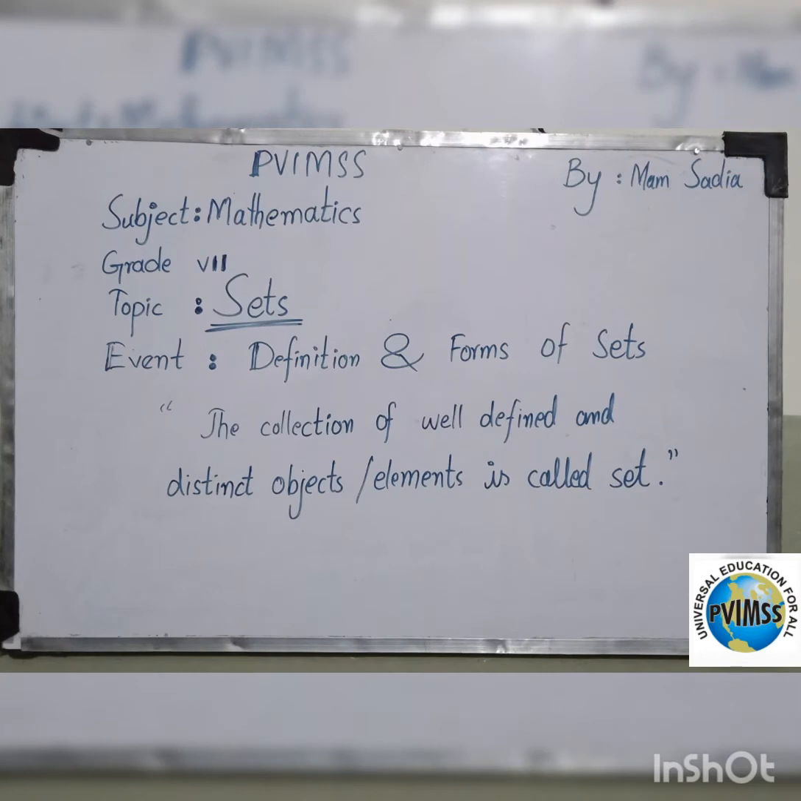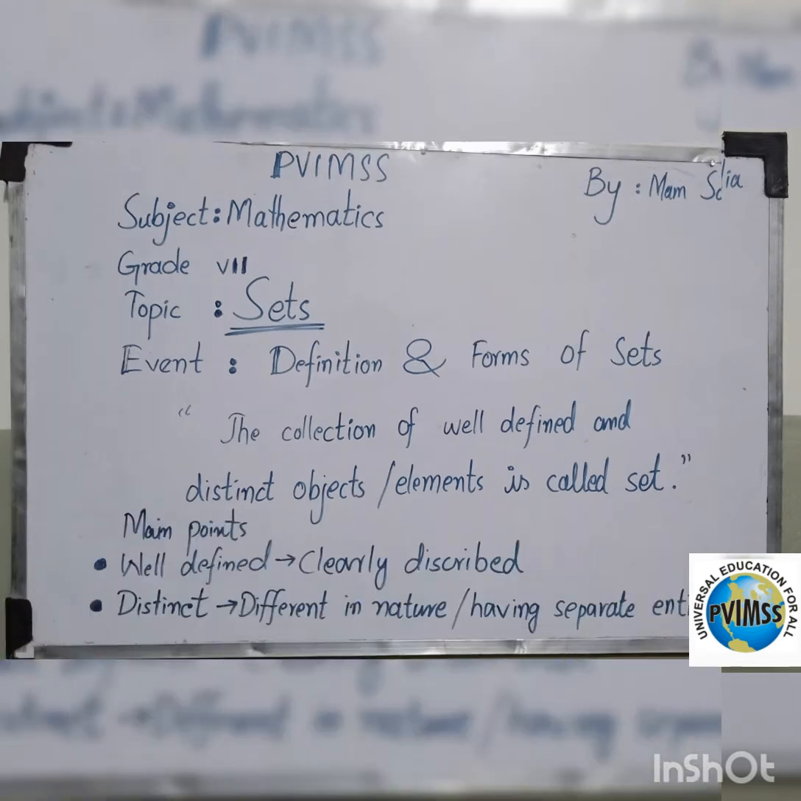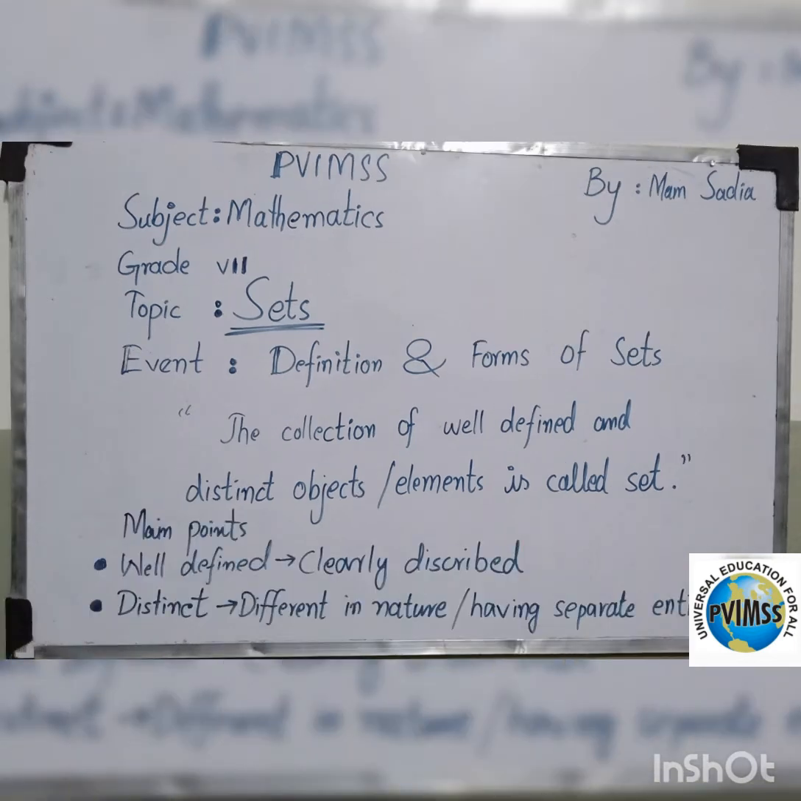So let's define set. The collection of well-defined and distinct objects or elements is called set. A set cannot consist of elements like moral values, evils, and the things which cannot be described clearly. Students, here we have two main points. One is well defined and second one is distinct. I will explain one by one.